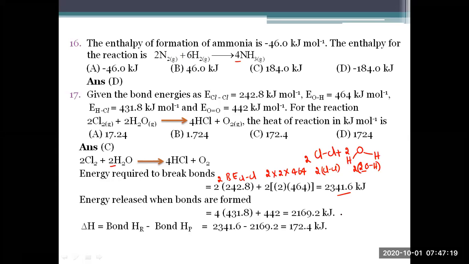Okay. Or should I write once again everything, or is it enough? 4 times bond energy of HCl. This is bond energy of O2. Shall I proceed?